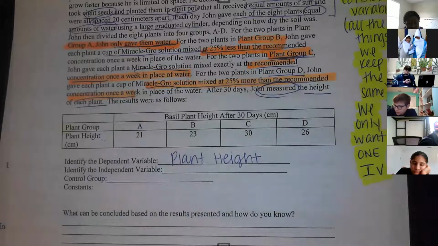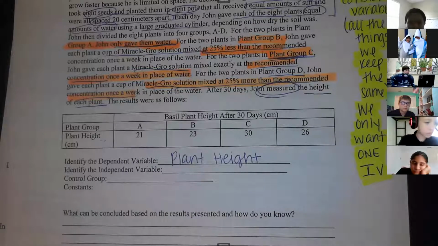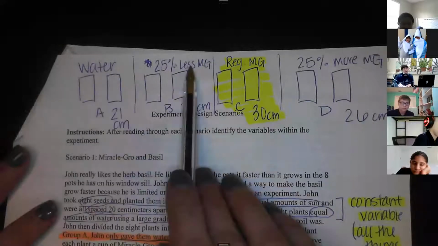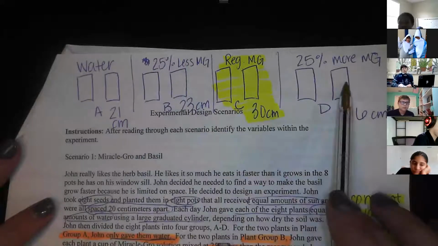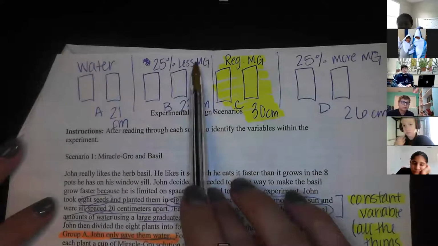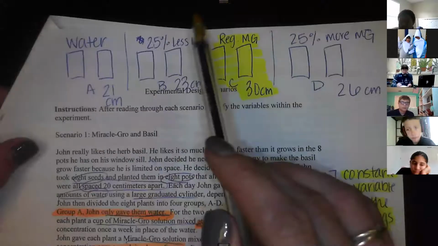Radiance, what's my independent variable here? What did I change? Think about what I changed. Look at our picture. What did I change? The water amounts. Not the water. So the MG stands for Miracle Grow. So what did I change?